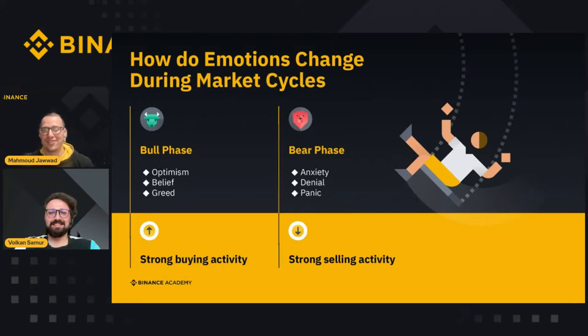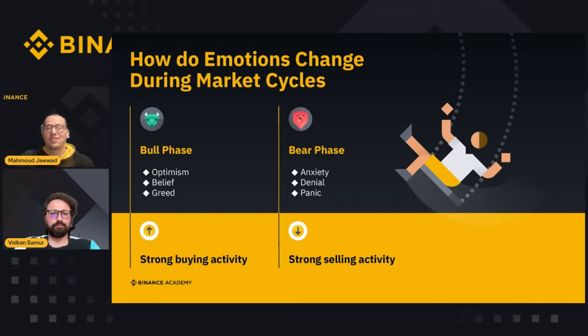So now also a very interesting question. How do emotions change during these different market cycles? All markets go through cycles of expansion and contraction, where you have negative economic growth or a decline in economic activity. So when a market is in an expansion phase, or like Volkan said already, a bull market, there's a climate of optimism, belief, and greed. Typically these are the main emotions that lead to strong buying activity. So you have a lot of buying orders there.